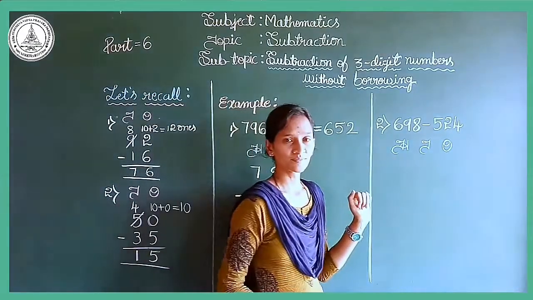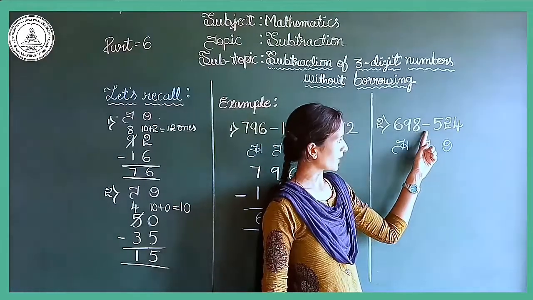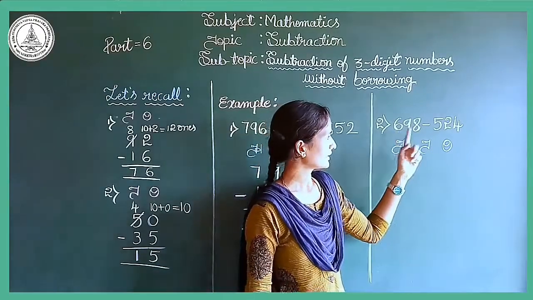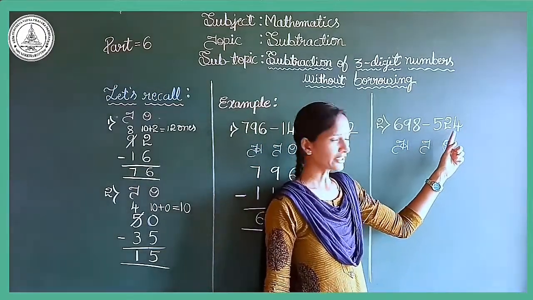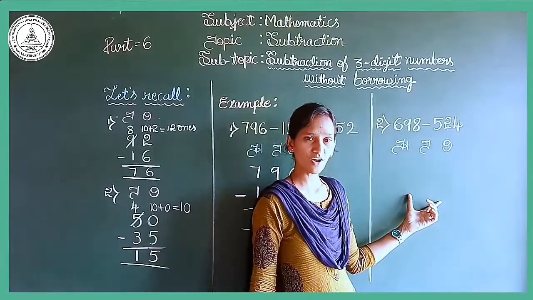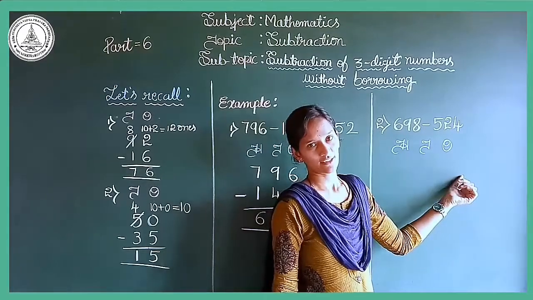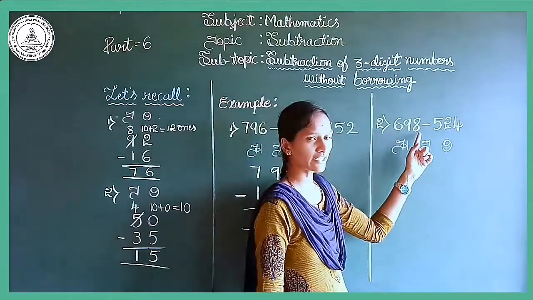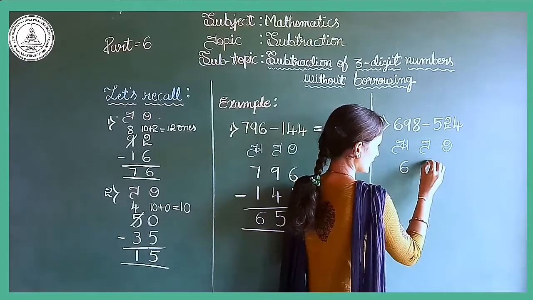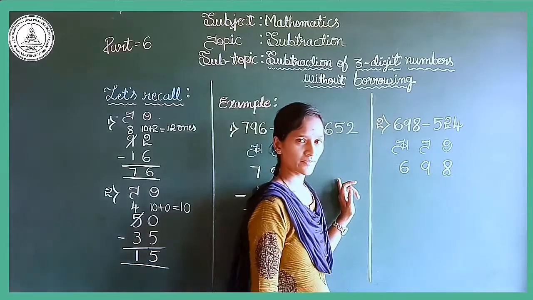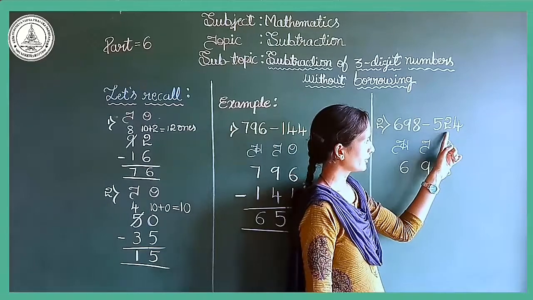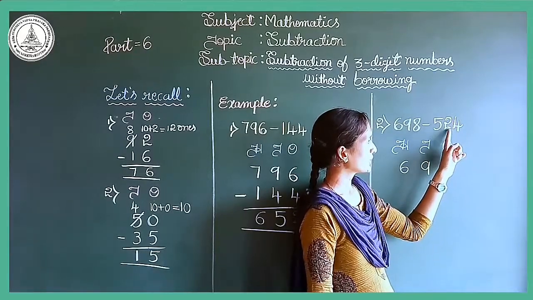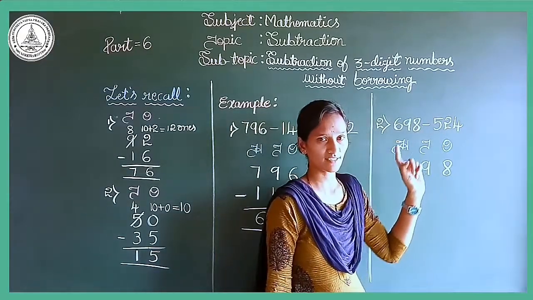Come to the second problem. That is 698 minus 524. In that, which is the big one? 698. The small number is 524. So write down under the columns of hundreds, tens and ones. So which number are you writing at first? The big one. That is 698. Right? Second one, 524. In 524, 4 is in ones, 2 is in tens and 5 is in the hundreds place.